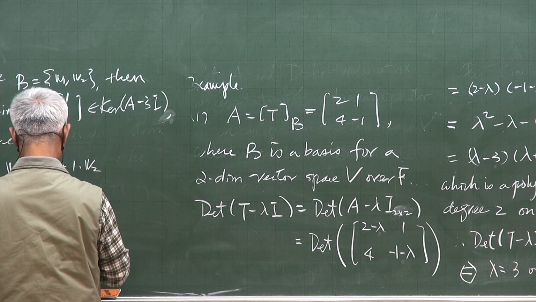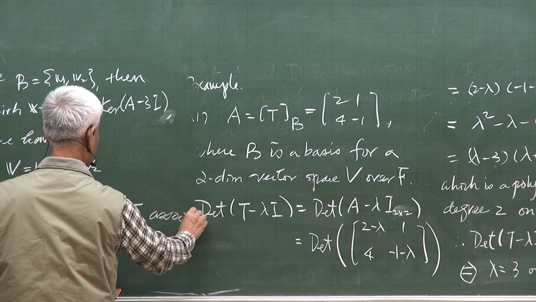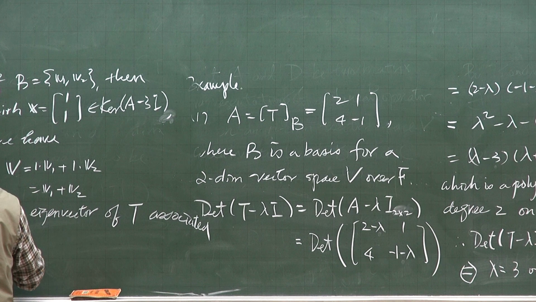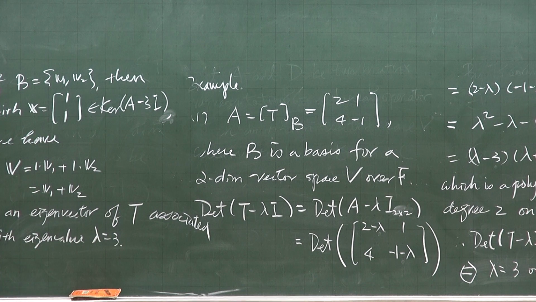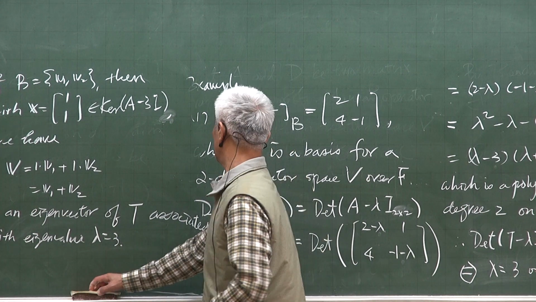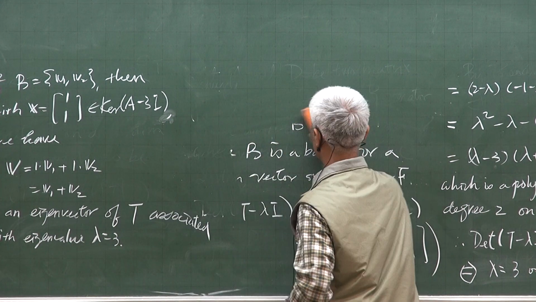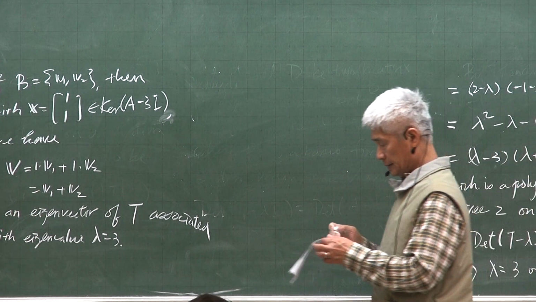It's an eigenvector of T associated with the eigenvalue. So specifically, if you take 1 1 in the kernel here, because it's non-zero, we can form a non-zero vector. So this non-zero vector in V is an eigenvector of T associated with eigenvalue 3. So this demonstrates how we solve the eigen equation.